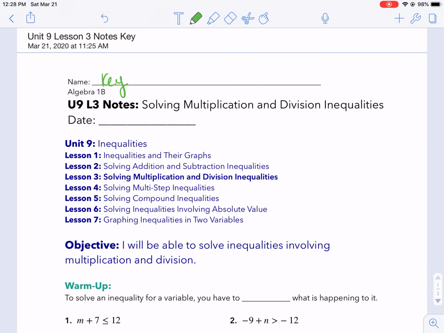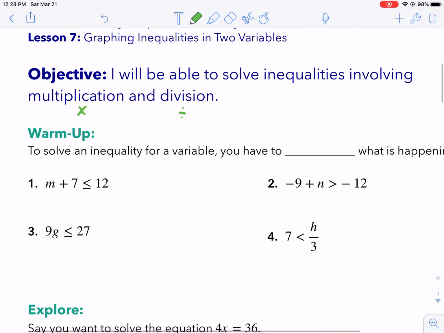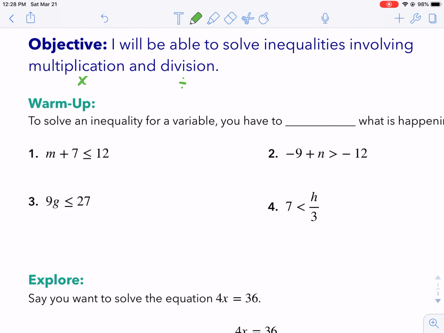Today we will be solving multiplication and division inequalities. By the end of the day, you will be able to solve inequalities involving multiplication and division. Now yesterday, we solved inequalities with addition and with subtraction.